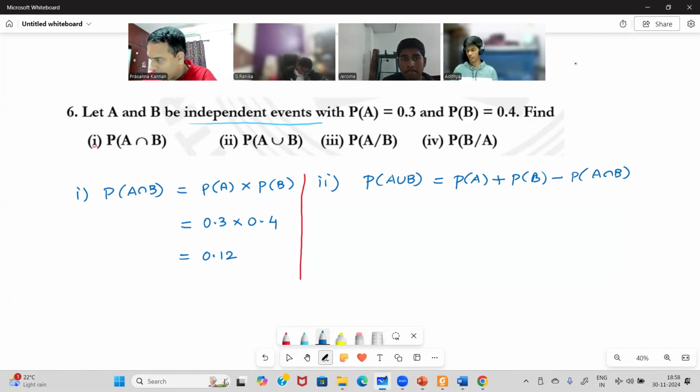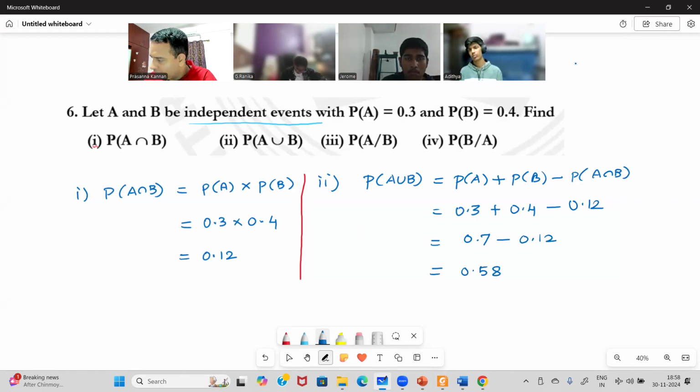Correct. So what is P of A? 0.3. What is P of B? 0.4. What is P of A intersection B? 0.12. Exactly. So 0.3 plus 0.4 is 0.7. 0.7 minus 0.12 will be 0.58, correct? 58 plus 12 is 70, right? Are you getting the same answer, Anika? Yes, sir. Aditya? Okay.